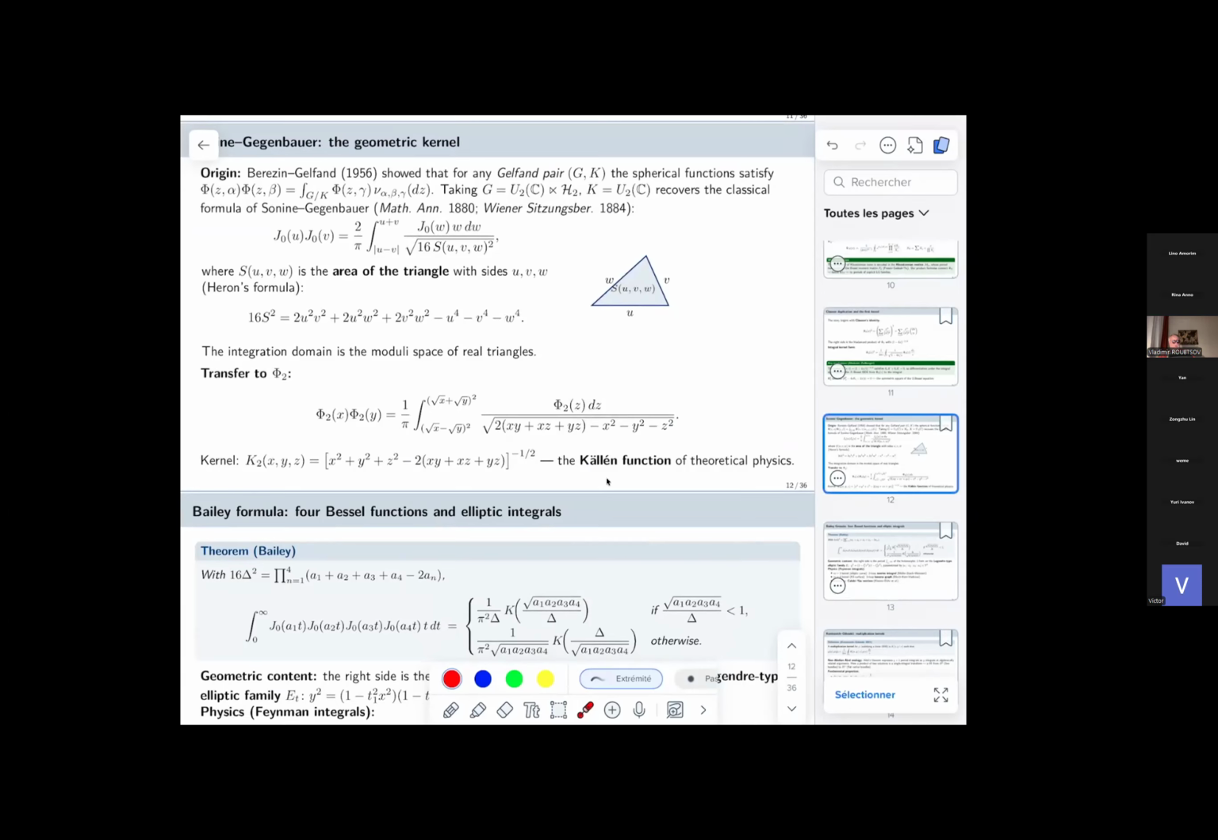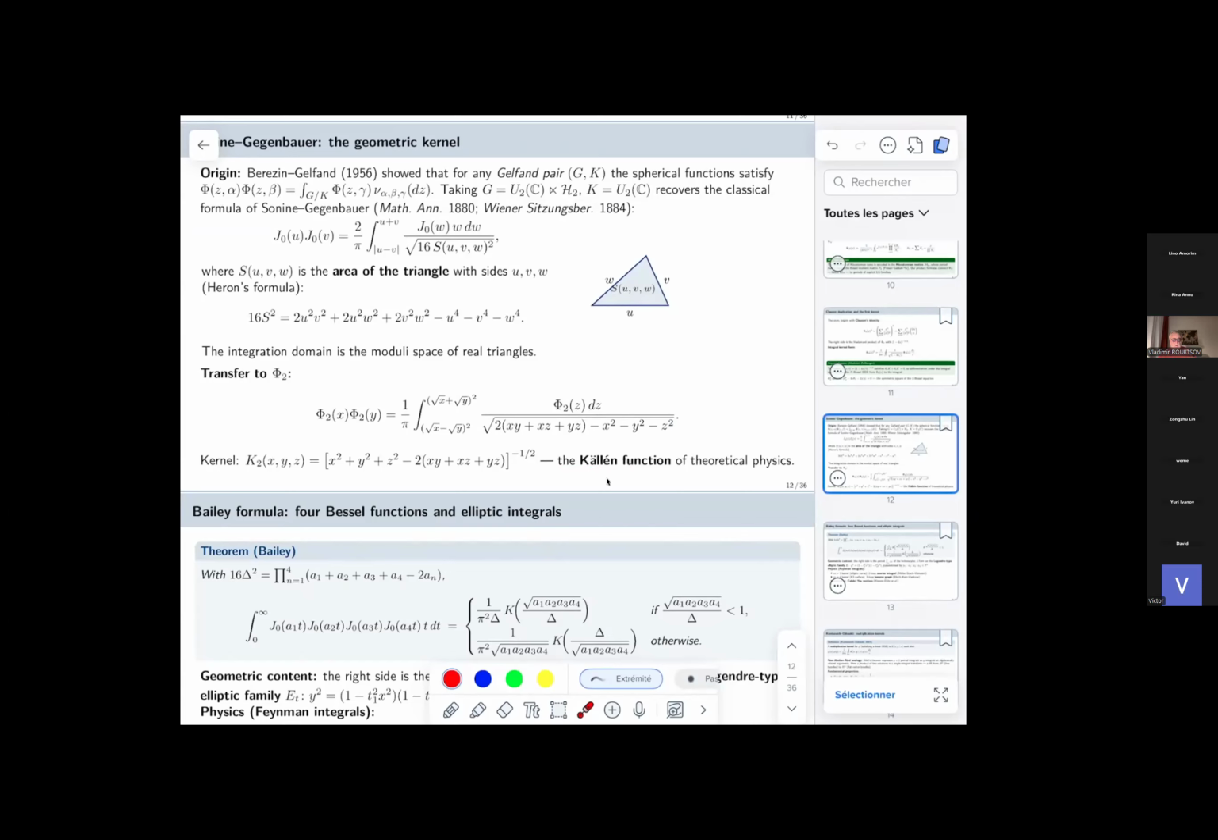The initial formula for n equal to 2 with explicit kernel, you remember I showed you this conic x squared plus y squared plus z squared minus 2xy plus xz plus yz. This is a very, very important function. This function appeared independently in the theoretical physics of the 80s, the so-called Kjellin function.